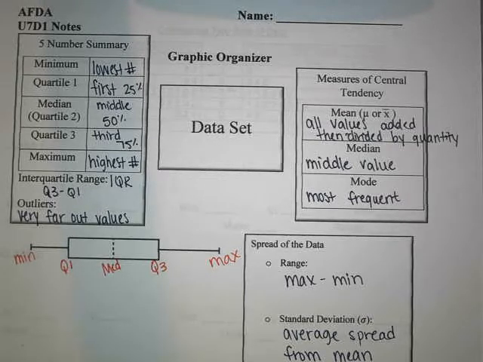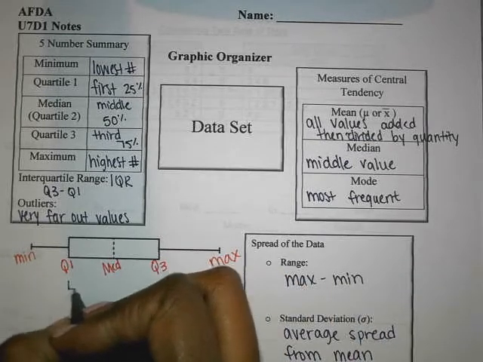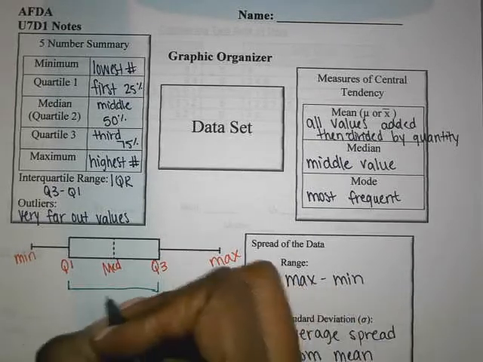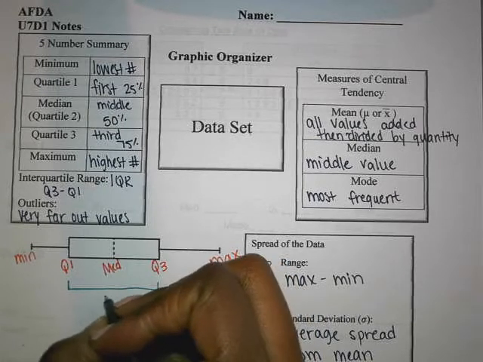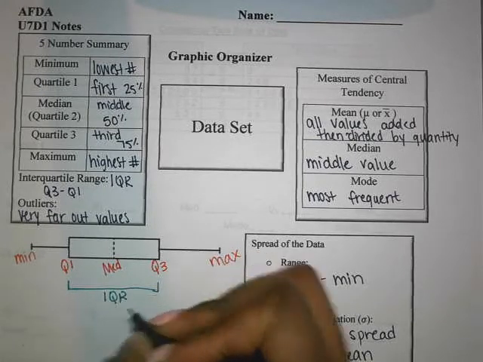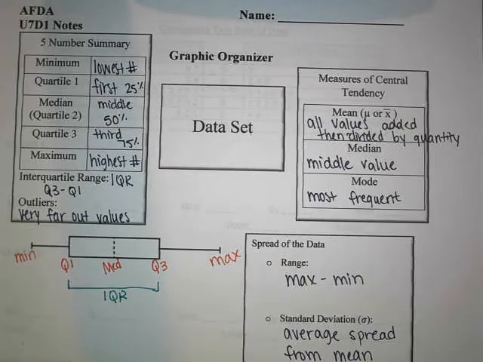Okay, so that IQR we were just talking about is here. Okay, this is your IQR. It is your third quartile minus the first quartile.